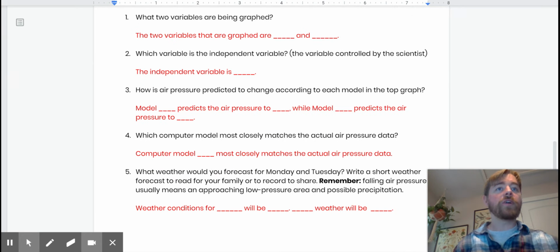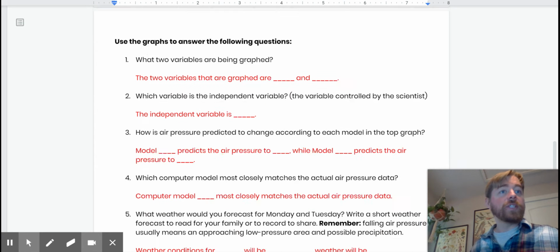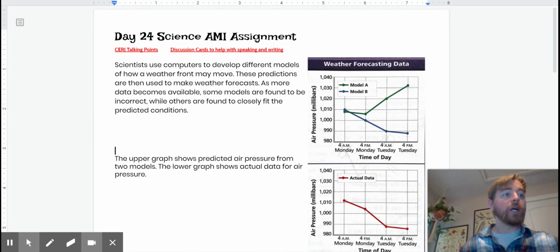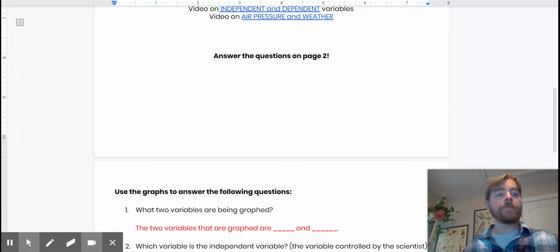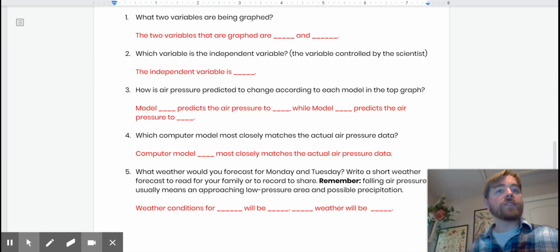Question 2, which variable is the independent variable? This is the variable that scientists control or pay attention to how it affects something else. And we've learned that there's a certain axis that the independent variable always goes on. I have included sentence frames for you if you would like to use them. Not a requirement. You don't have to. Question 3, how is air pressure predicted to change according to each model in the top graph? So looking at our first graph, Model A is predicting that air pressure will do this. Model B is predicting the air pressure will do this. Of course, you'd fill in what that is, or you can use my sentence frame.